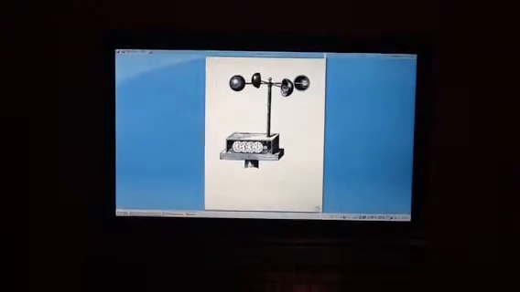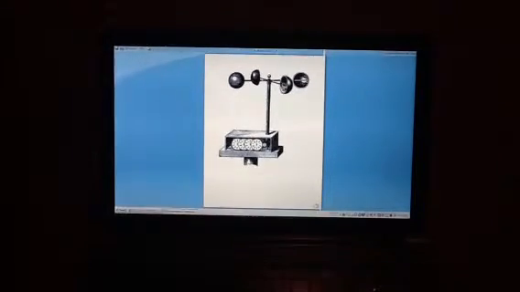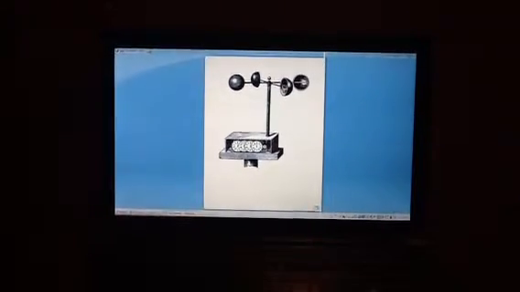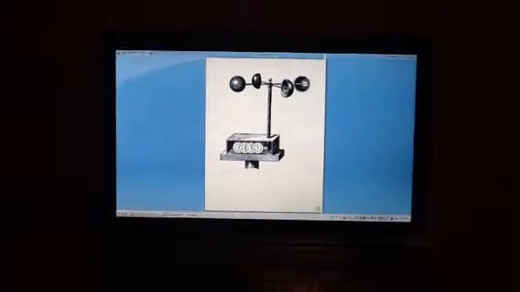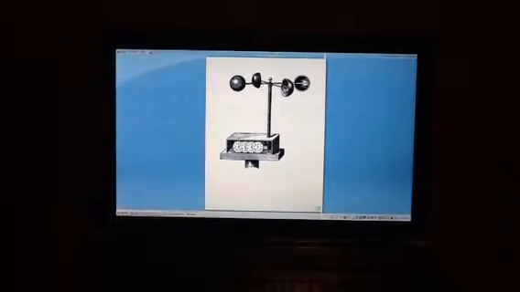Again, this is an anemometer, and that's spelled A-N-E-M-O-M-E-T-E-R. Anemometer. This measures wind force and velocity. Velocity, we know, is just speed with direction.